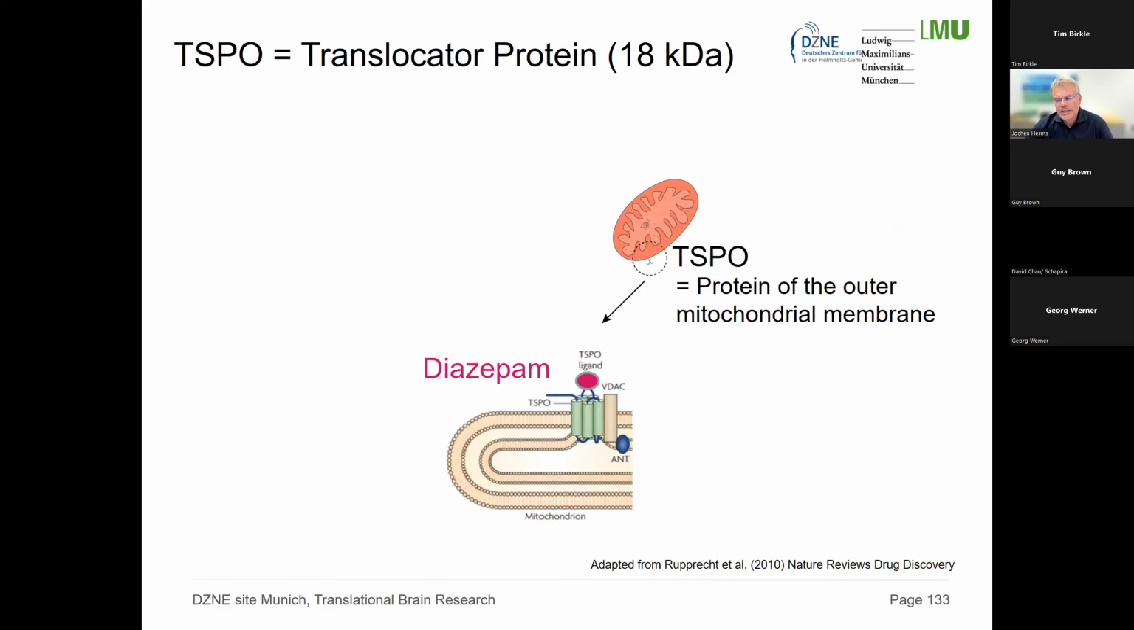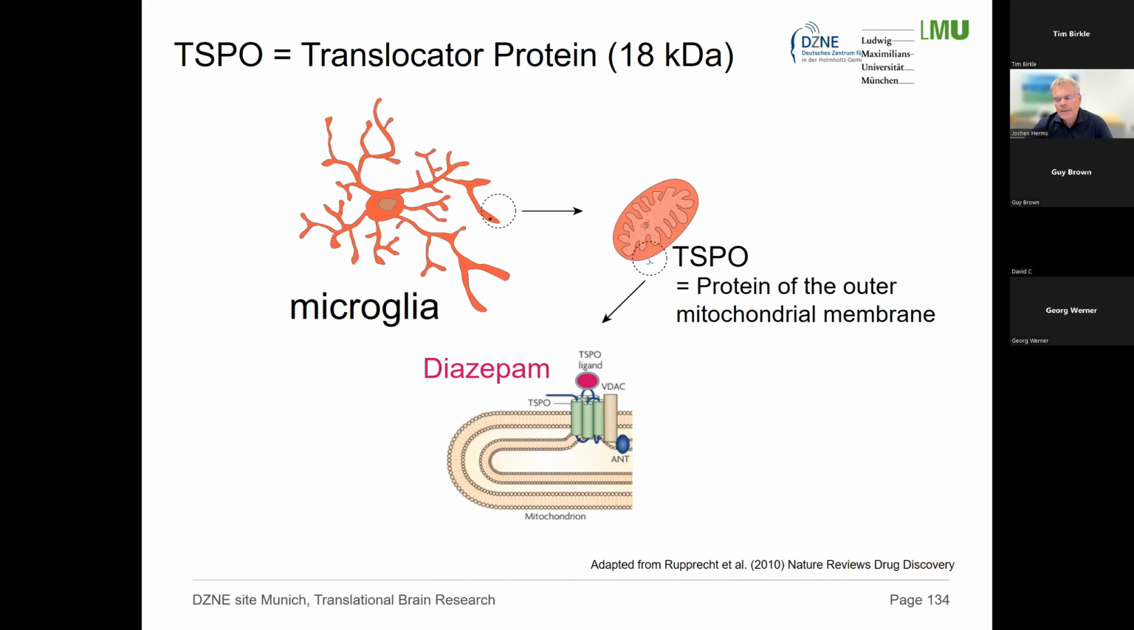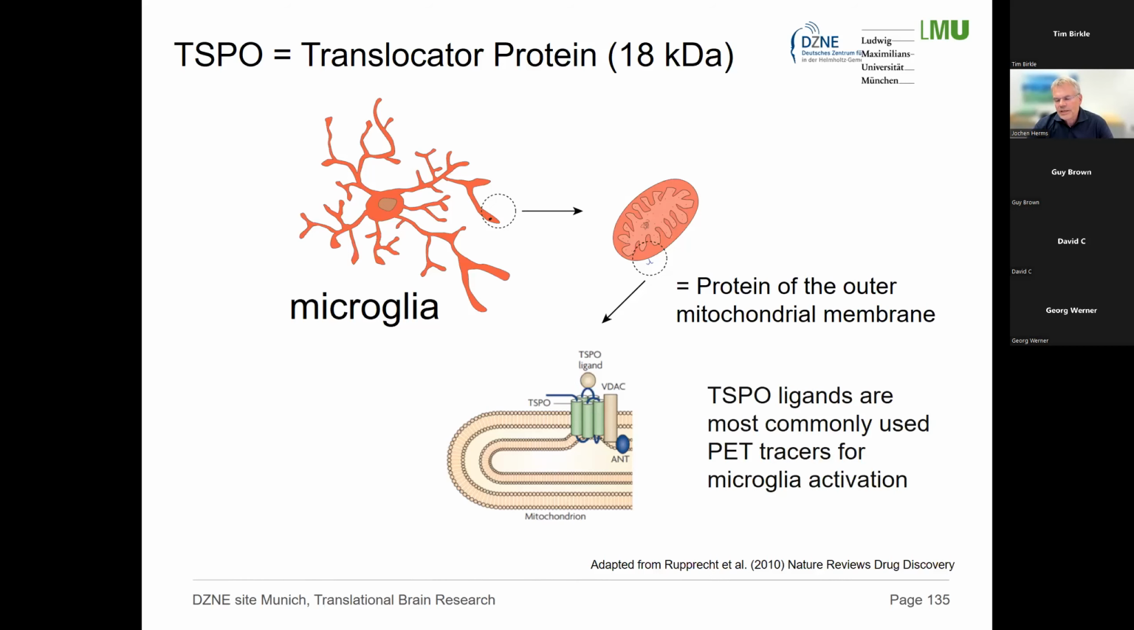So how is this mediated? Diazepam not only binds to GABA receptors, but also binds to the TSPO receptor. That is a receptor on the mitochondrial membrane, especially of activated microglia, as well as astrocytes. So TSPO is an important protein that is upregulated with activation of microglia, and diazepam binds to it. You may have heard about TSPO before, because TSPO is a ligand for the most commonly used PET tracer for microglia activation. So TSPO is a prominent protein with microglia activation.